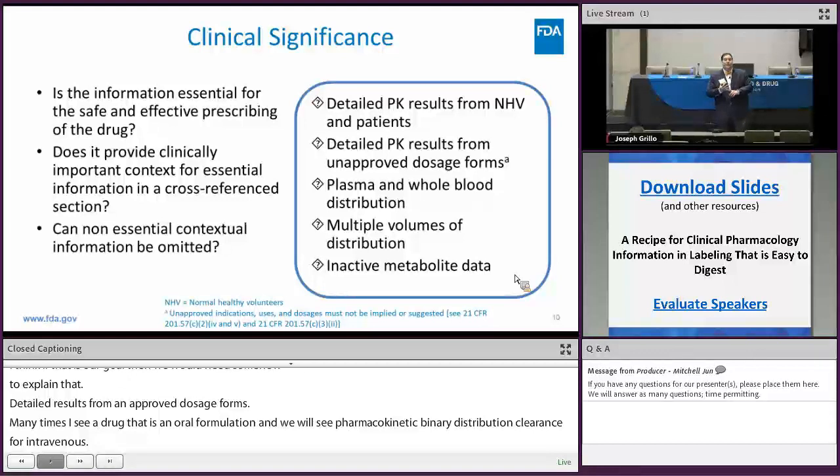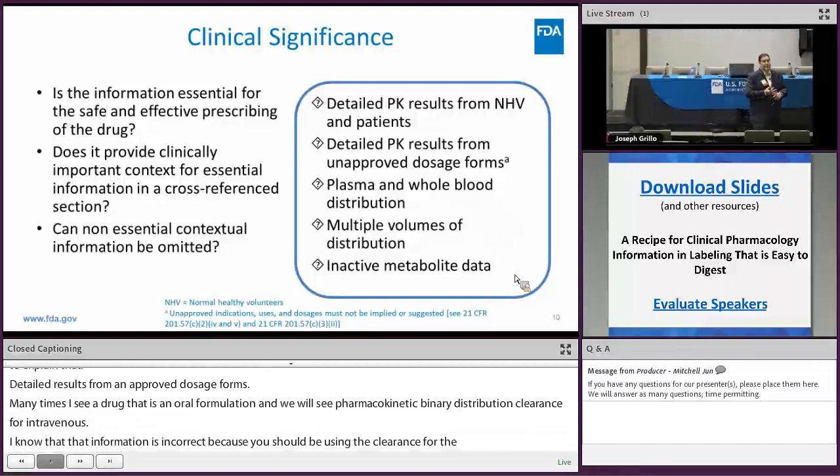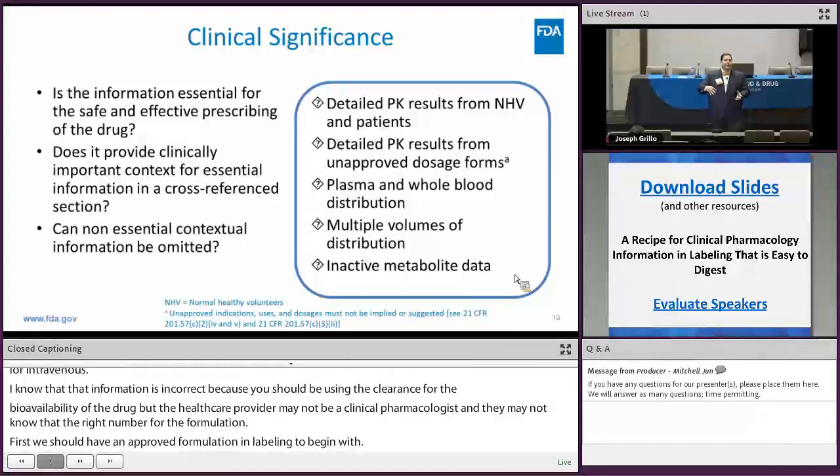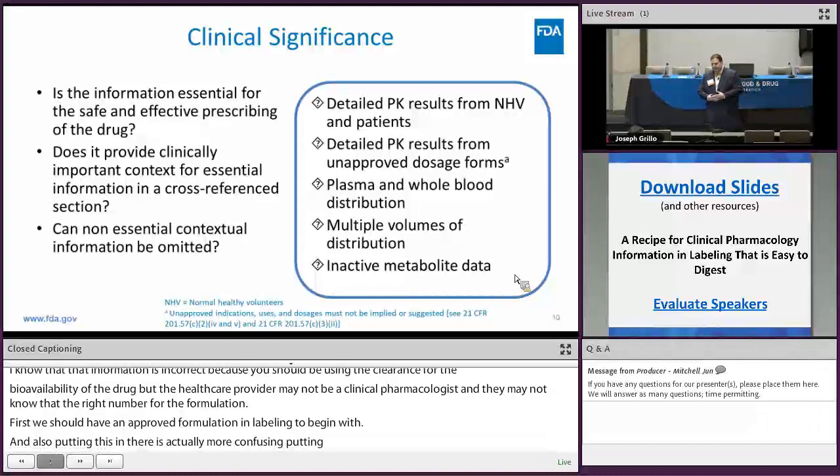So first, we shouldn't be having unapproved formulations in labeling to begin with, for the most part. And also, putting this in there is actually more confusing. So if you're putting it in there to say, well, we need a volume of distribution, this is all we have, actually putting that in, adding that sort of intentional confusion into the labeling is probably not very helpful. So we need to think about that as well. Why are we putting this in there?